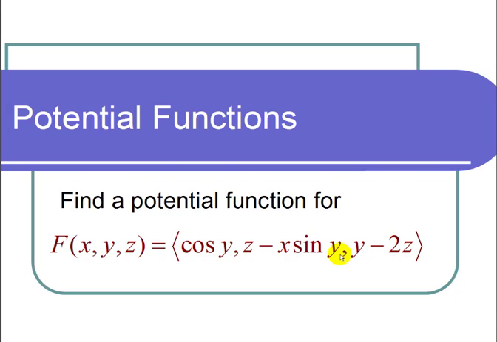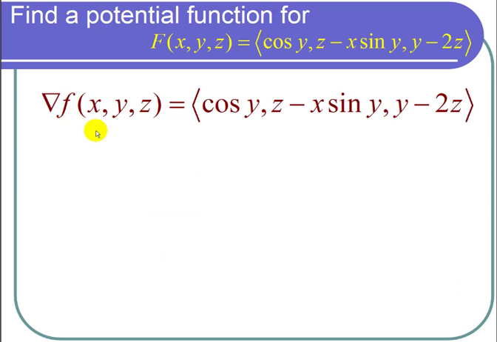So recall that a potential function has a property that the gradient of that potential function is equal to the vector valued function. So grad f at x, y, z is equal to cosine of y, comma z minus x sine of y, comma y minus 2z. And the gradient of a function is the vector field of partial derivatives.